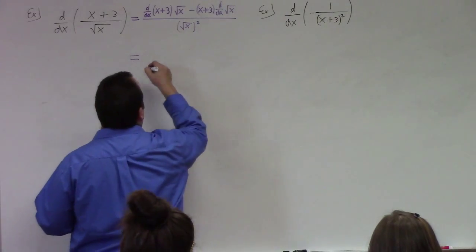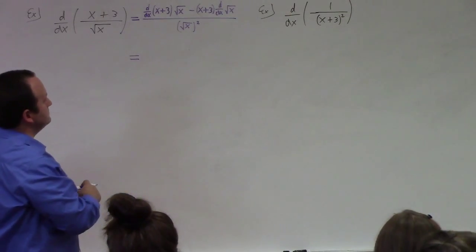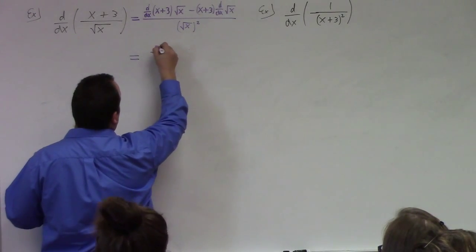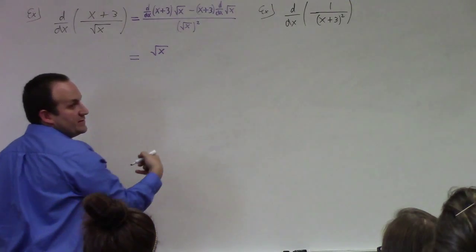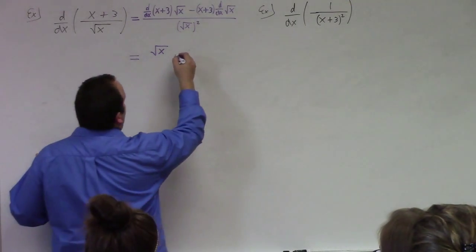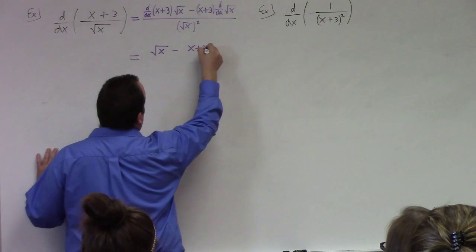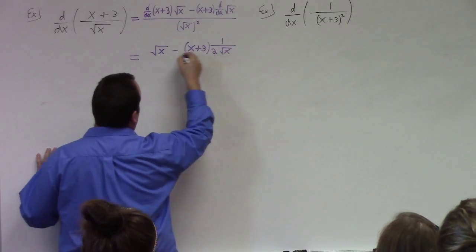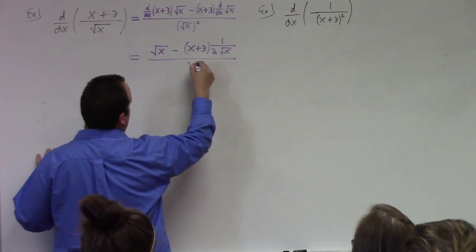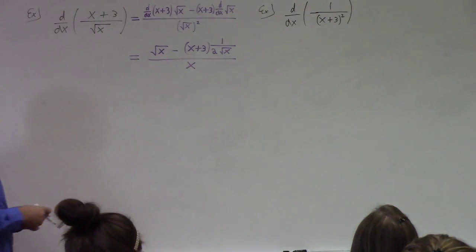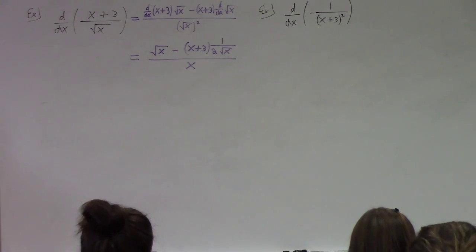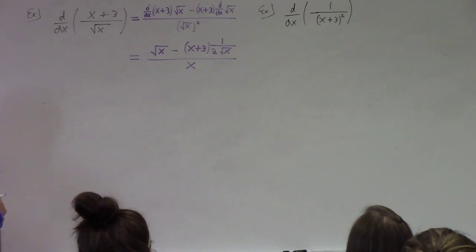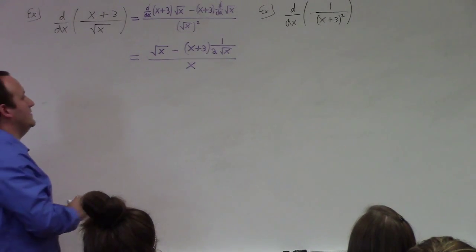Okay, so how does that simplify? So that's just square root of x, because 1 times the square root of x is just square root of x, minus x plus 3 parentheses times 1 over 2 times the square root of x. And if I said differentiate, don't simplify, we'd be done. If I said simplify, I don't know.